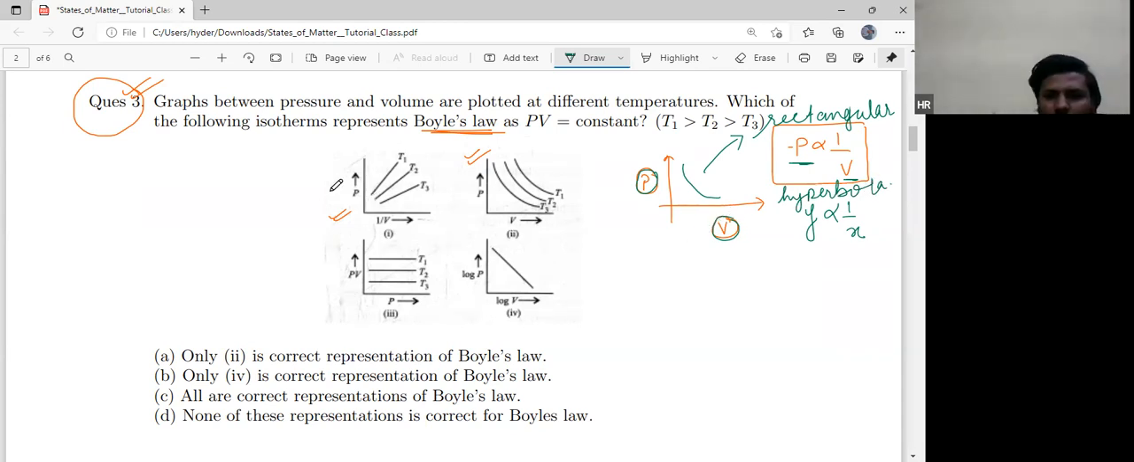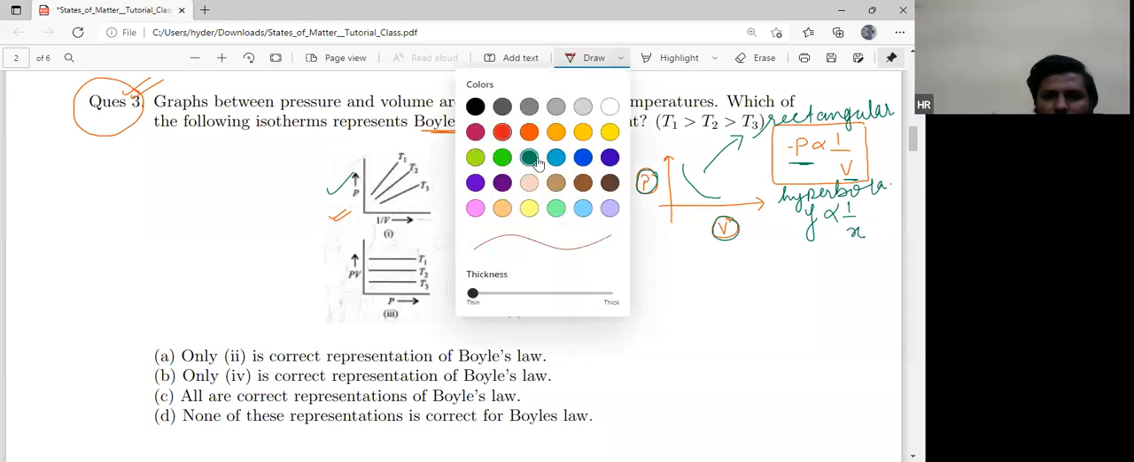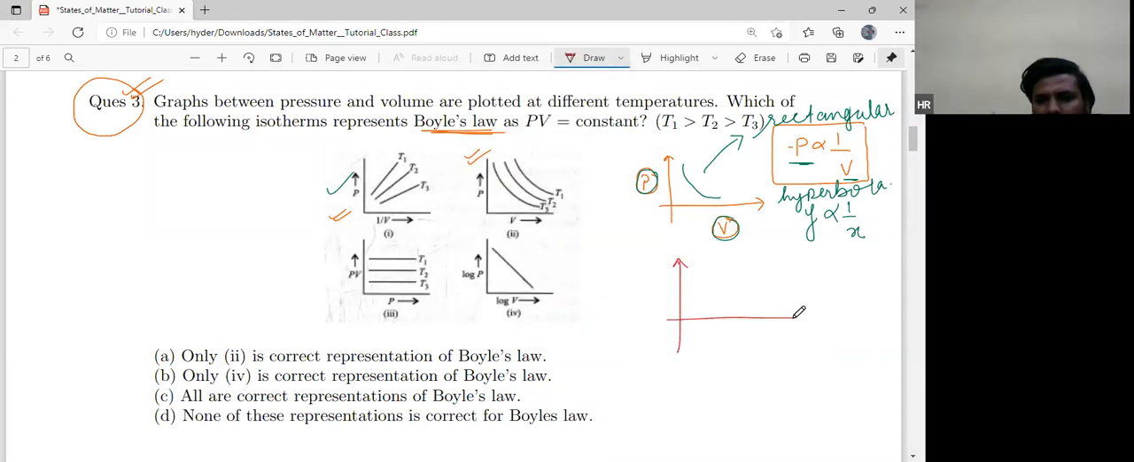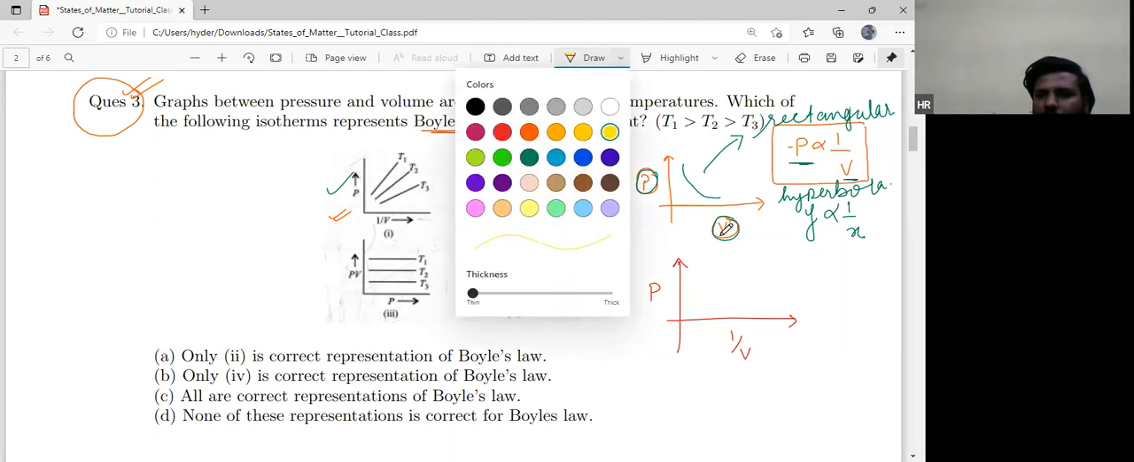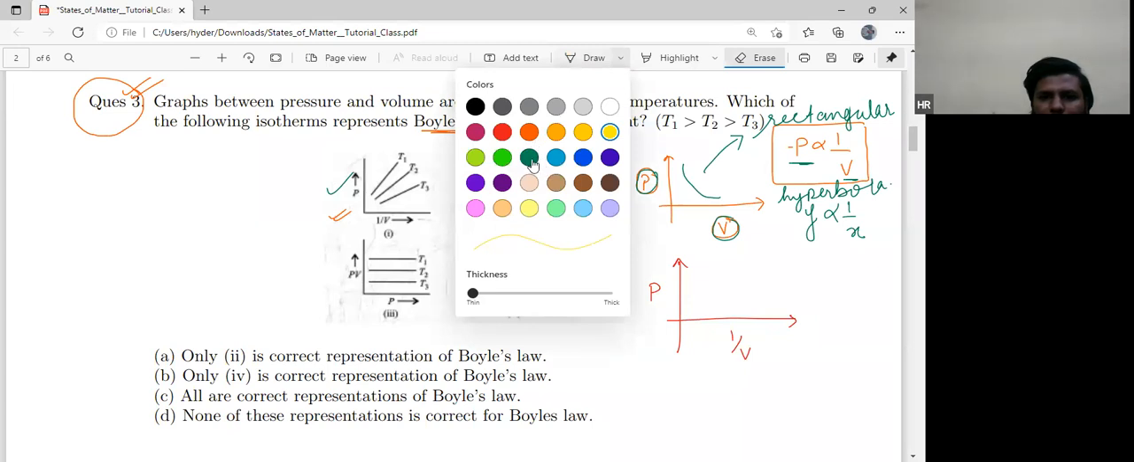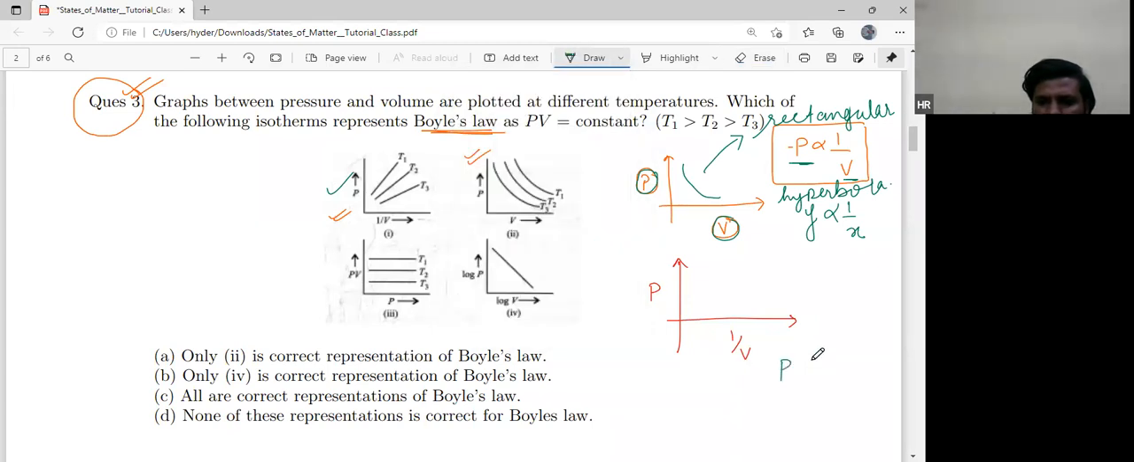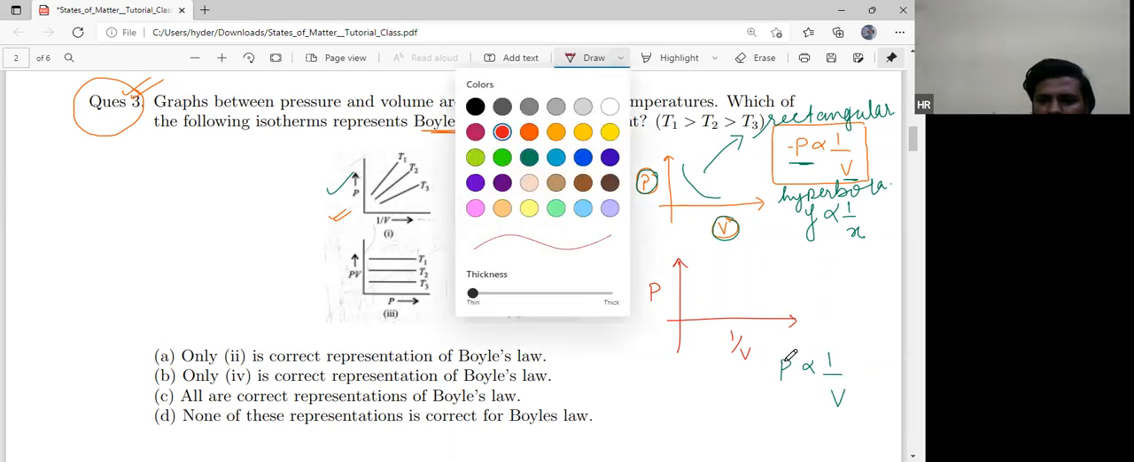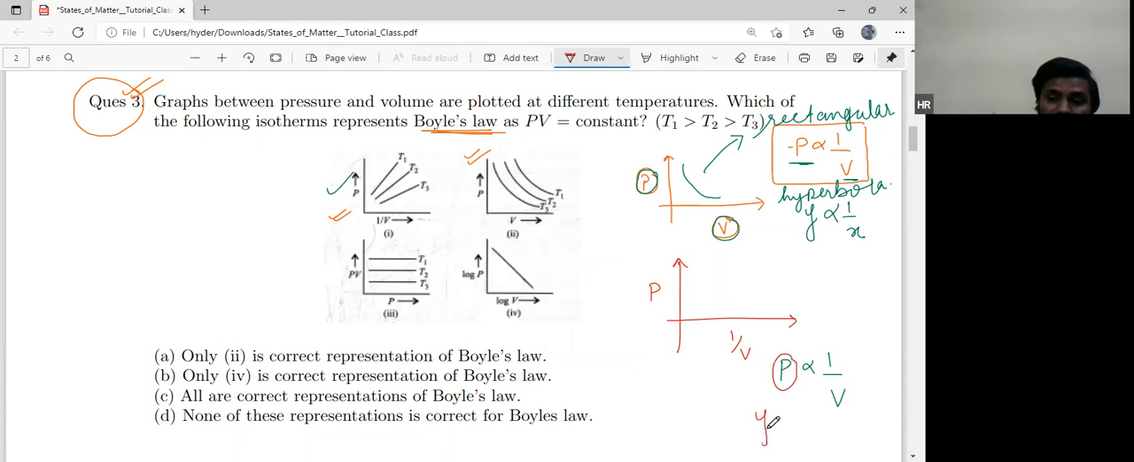Now come to the first one. Just see, there is a graph between P versus 1 by V. Now again, we have a relation between P and V. Let me change the color, it's too faded. Okay, it is the same relation, P inversely proportional to V. Now again, tell me, P is on which axis? Y axis. And on the X axis, what is it? It is 1 by V. So it will be directly proportional or not?